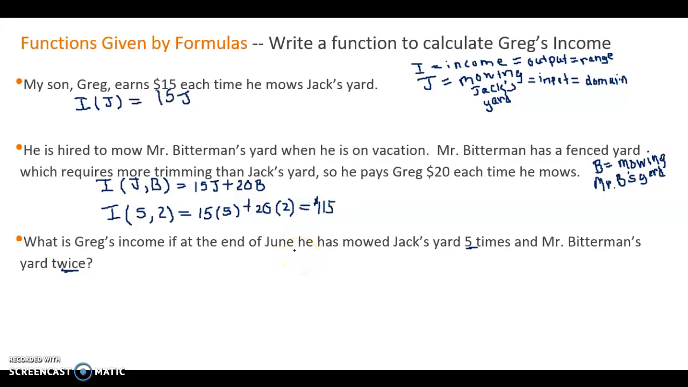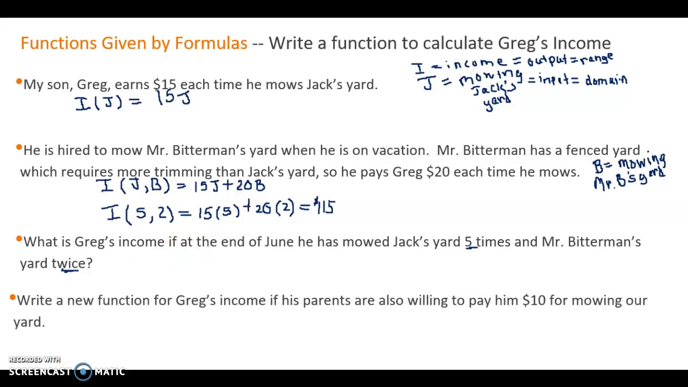Okay, so the challenge: can you expand this even further? We have another statement. We're to write a new function for Greg's income if his parents are willing to pay him $10 for mowing our yard. I'd love for you to pause the video and try this on your own before you watch me do it. When I do this extra piece, I need a new variable, so I'm going to use P for mowing his parents' yard.